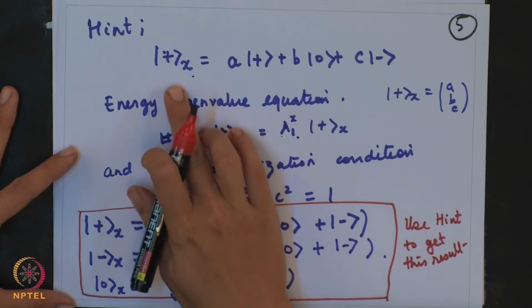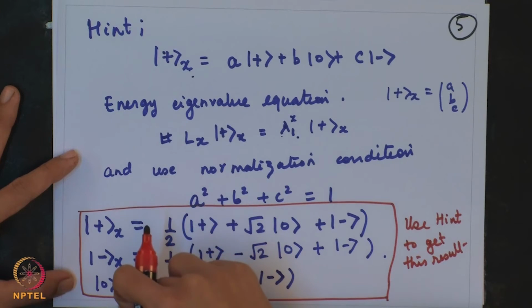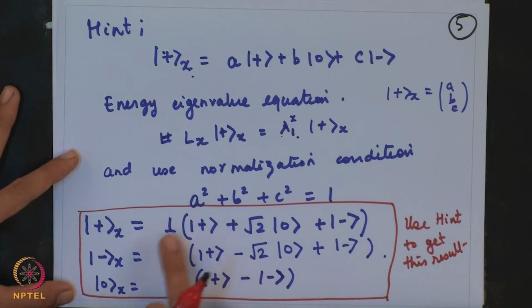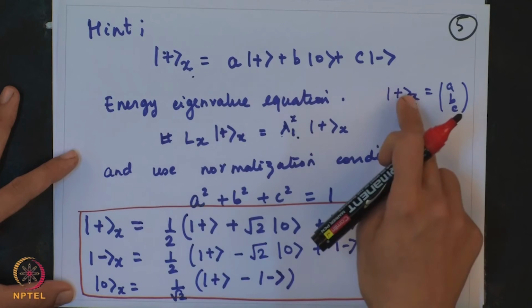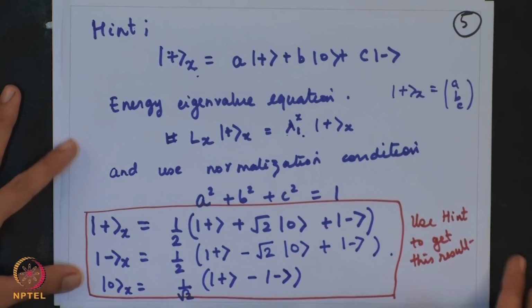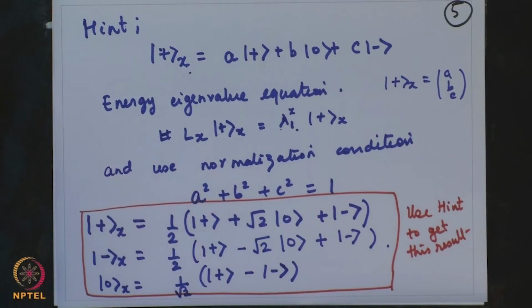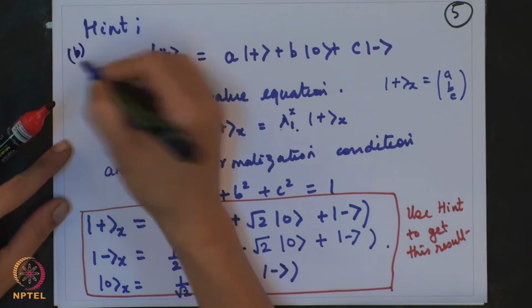You will do it for plus, minus as well as ket 0 and obtain the corresponding coefficients A, B and C, and then you write the result. So, it was very simple. This was part B of this problem.